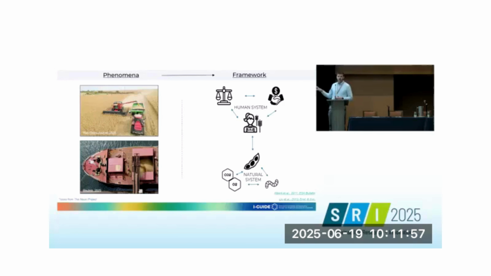To spend one quick second on coupled human natural systems, it's essentially looking at not just the human system, so the farmer and the trade and laws they have to follow, or the natural system, so the soybeans and the abiotic and biotic components of the environment. It's thinking of both of these in tandem as one coupled human and natural system.